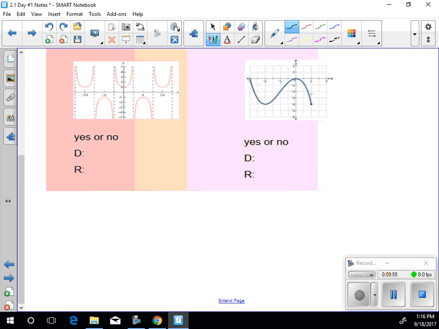How about this chunky looking graph? Here's a chunk, here's another chunk, here's another chunk, etc. Right? Is that a function? It sure is. You know what that looks a lot like to me? The secant graph. What? Watch this. You ready? Doesn't this look a whole lot like cosine?